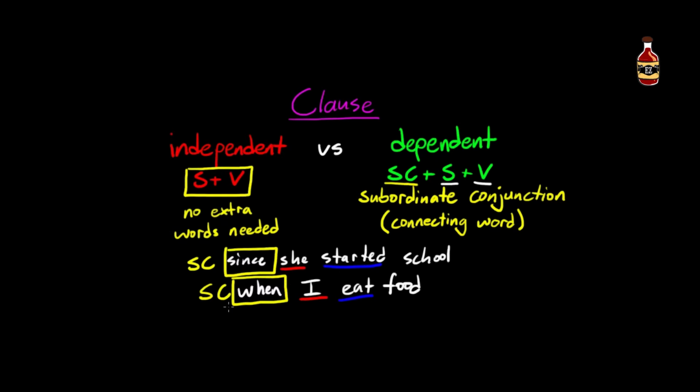Be on the lookout for subordinate conjunctions. Notice if you take away the subordinate conjunctions from these examples, they would be independent clauses. So let's erase since, and we just have she started school. That is an independent clause. It's a sentence by itself. Same is true with when I eat food. If we take away when, it's just I eat food, and that is an independent clause. But with the subordinate conjunction, they're incomplete thoughts and need to be connected to a complete independent clause.